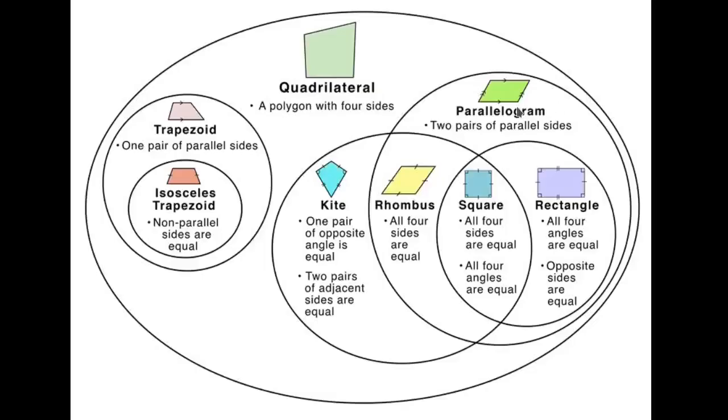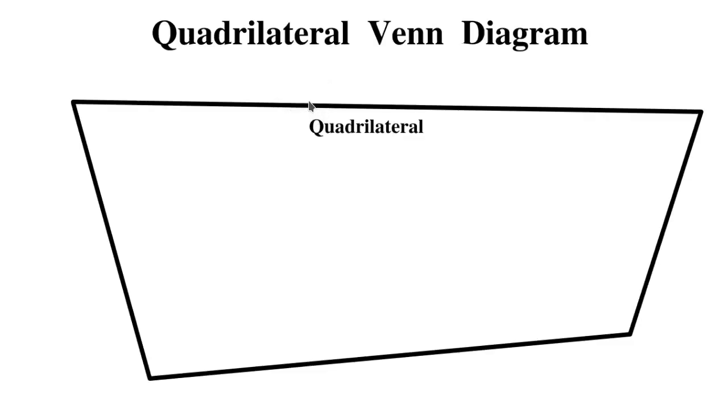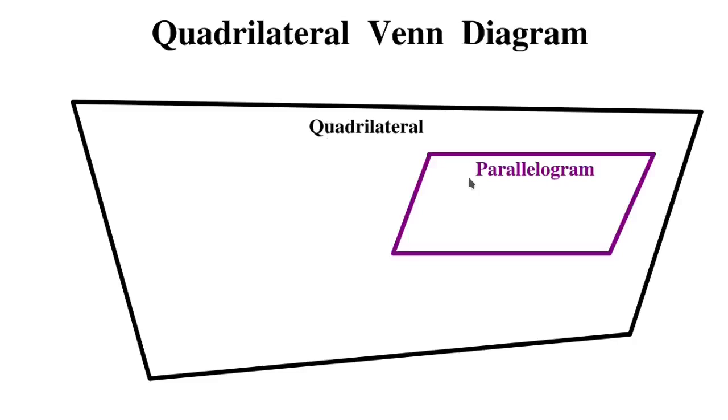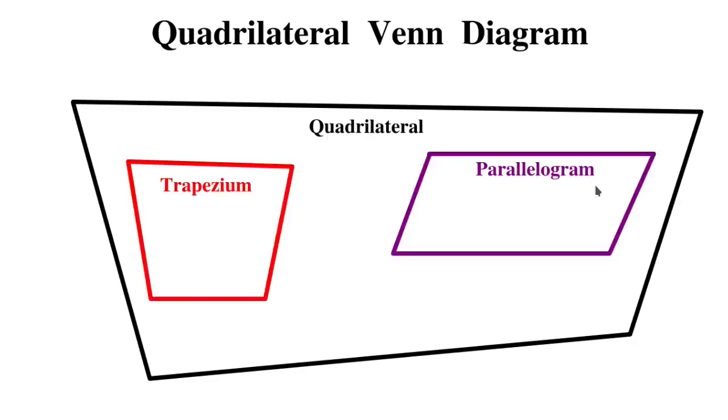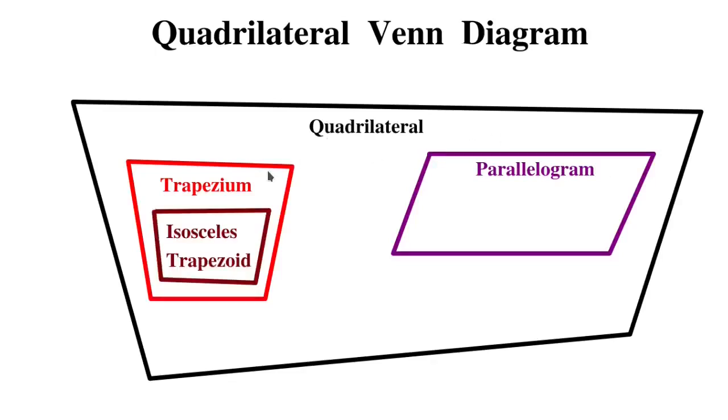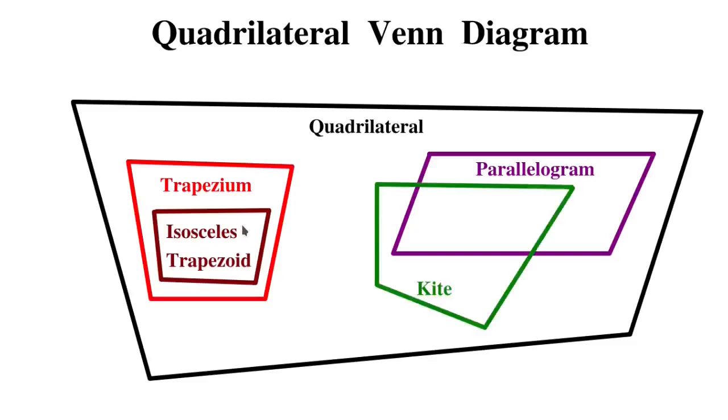Here is a Venn diagram classification of quadrilaterals. First we take a set, quadrilateral. All quadrilaterals of the world fit inside this set. Now we create a subset that is called parallelogram, and we create another subset that is trapezium. Inside trapezium there is also a subset that is called isosceles trapezoid. Kite is a different kind of quadrilateral.